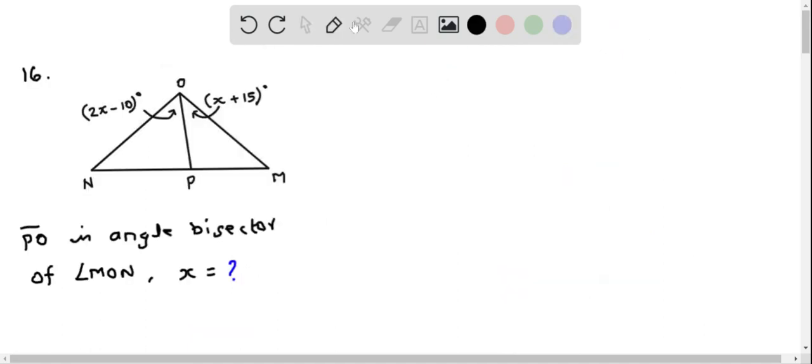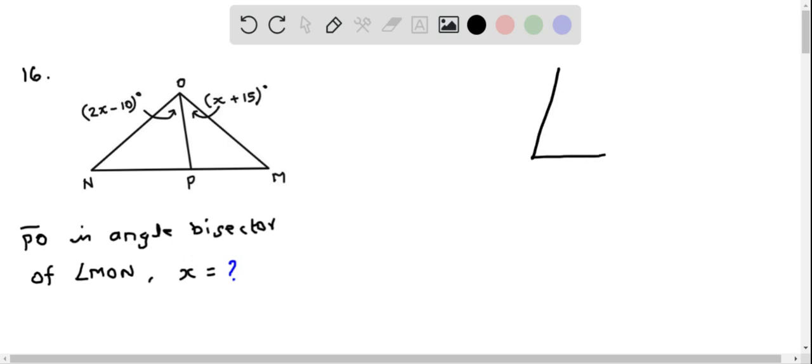Let's now do question number 16. Here we have a triangle NOM, and in this the segment OP bisects the angle MON. So we know from the fact that any angle bisector divides any angle into two congruent angles.